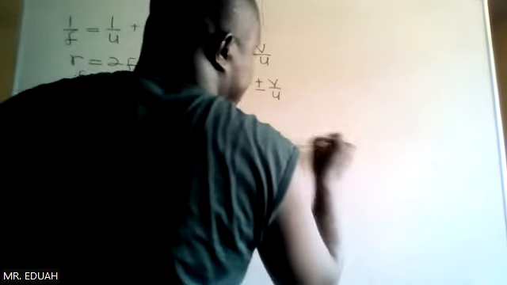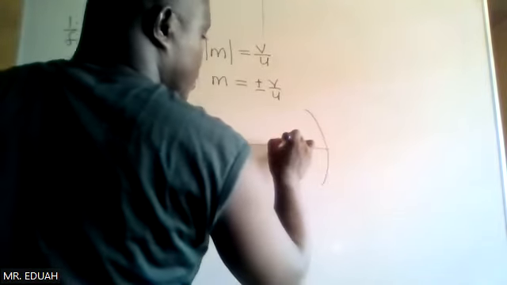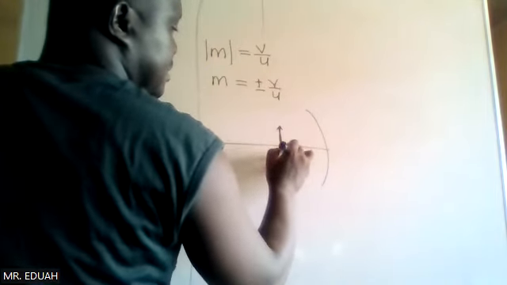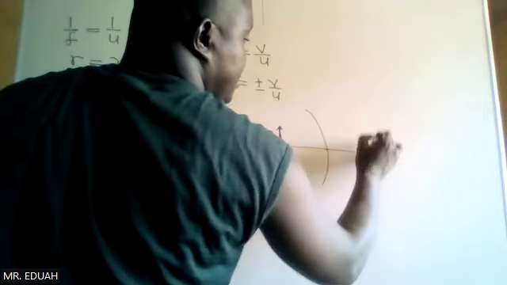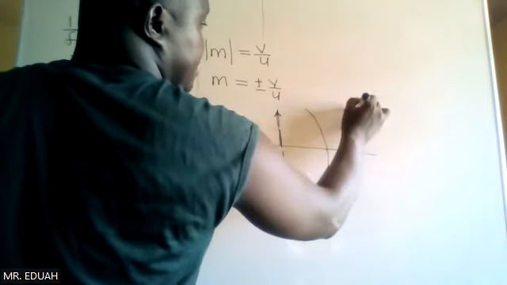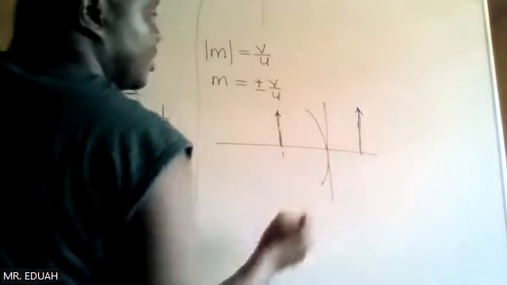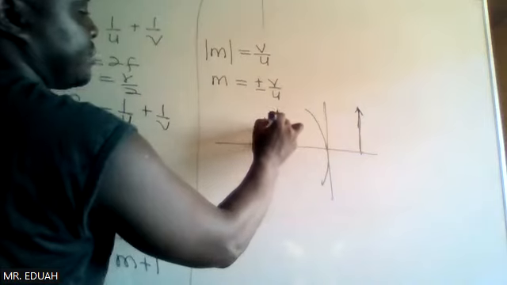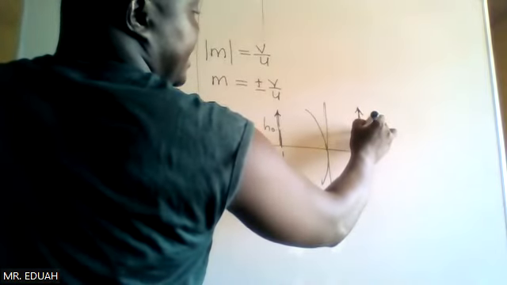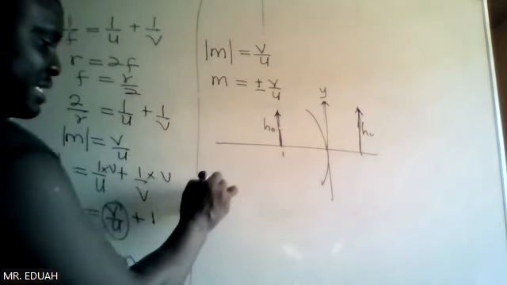If an image is virtual, it is formed behind the mirror. So object is here, and then image is also here. Image is also behind the mirror. Over here, you realize that if we are looking at object height and then image height, it is along the positive, both are along the positive y-axis. Both are along the positive y-axis.